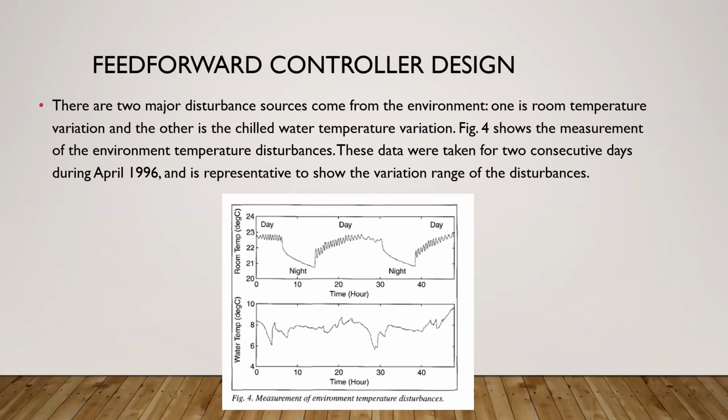Feed forward controller design. There are two major disturbance sources that come from the environment. One is room temperature variation, and the other is chilled water temperature variation. As you can see in figure 4, it shows the measurement of environment temperature disturbances. The data were taken for 2 consecutive days during April 1996, and are representative of the variation range, showing the room temperature and water temperature against time in hours.